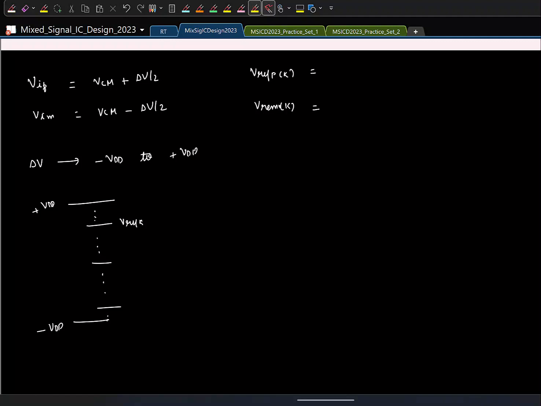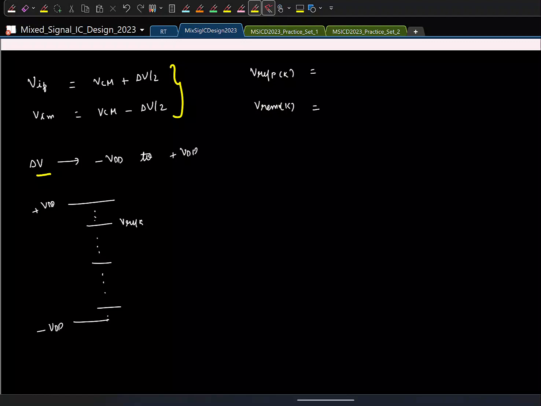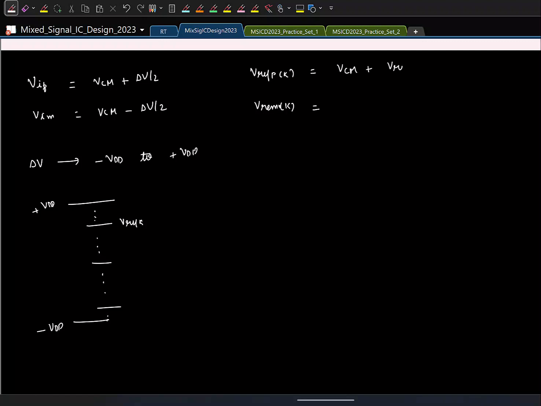If you have a differential input delta V, we were feeding the inputs as VCM plus delta V by 2 and VCM minus delta V by 2. Here the differential reference is Vk, so the individual things will give us VCM plus V ref k by 2, and here it is VCM minus V ref k by 2. And we also saw how we can generate these.